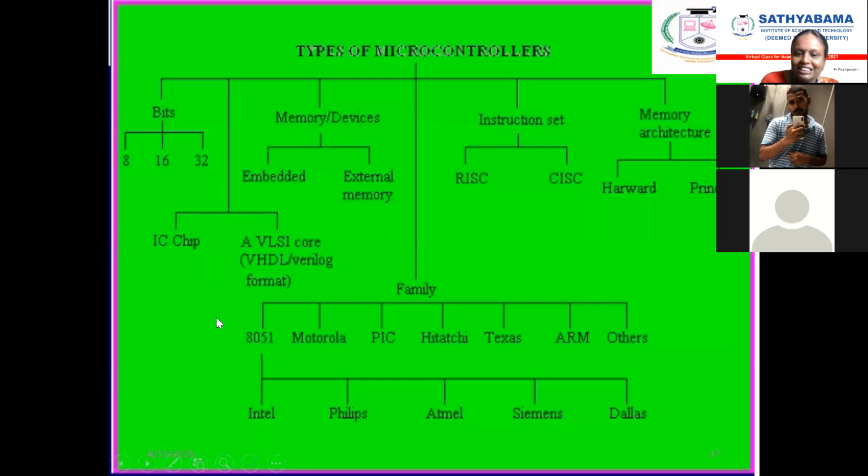Okay, and then this is the family. Family means the microcontroller is not manufactured by a single company. It is also manufactured by Motorola, PIC, Hitachi, Texas, ARM processor, Siemens, Atmel, Philips. There are so many companies. But now we are going to learn the 8051. The 8051 is an 8-bit microcontroller with Harvard memory architecture, and it is a CISC based microcontroller. Can you understand? This is the overall types of microcontroller we have seen.